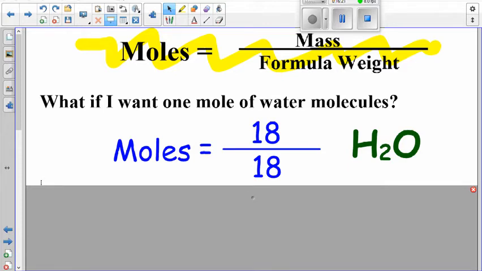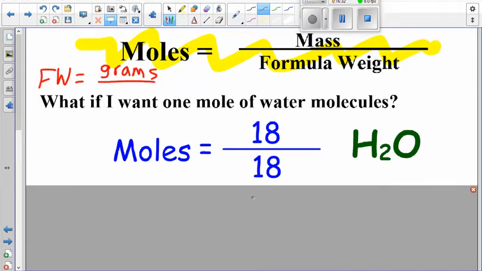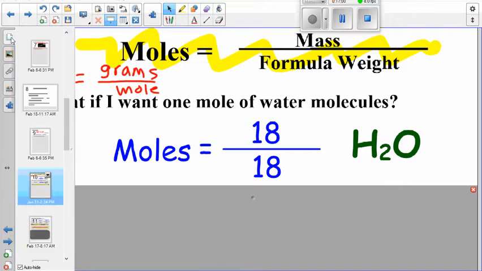So here's one thing that we learned: the formula weight. I once upon a time lied to you and said formula weight has no units. That's not true. Formula weight comes in grams per mole. How many grams do I need to make a mole of something? That's the formula weight. So if you want a mole of water, you need 18 grams of water, because that really is saying the formula weight for water is 18 grams in every 1 mole. That's what that means.